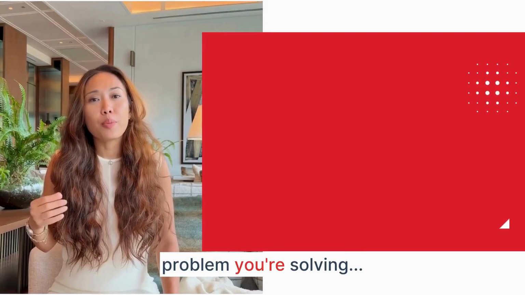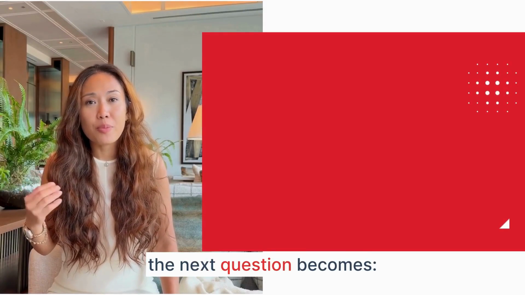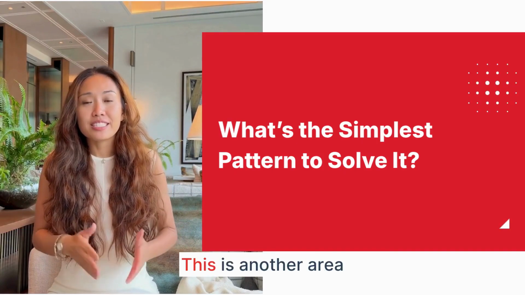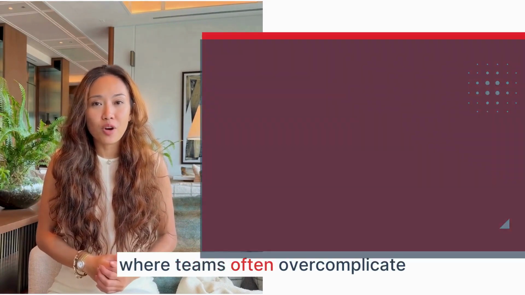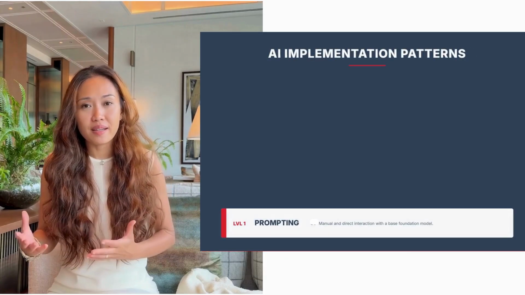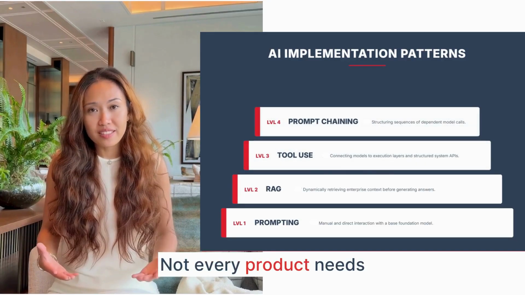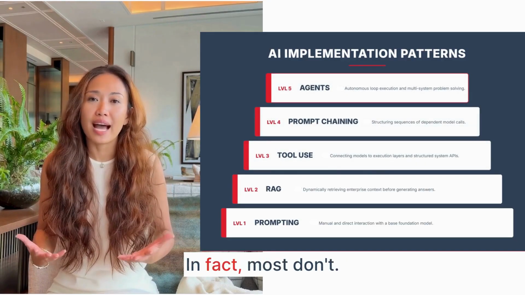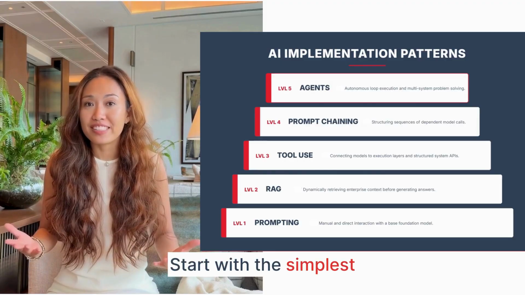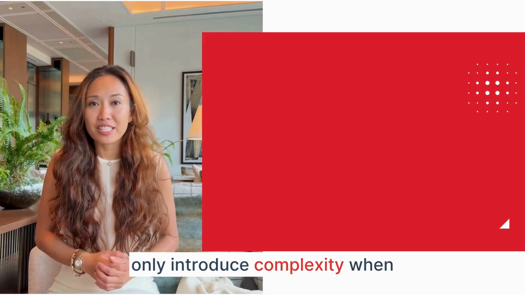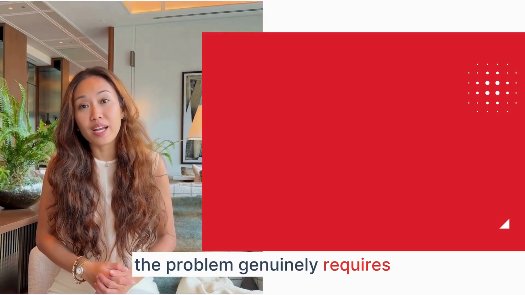Once you know the problem you're solving, the next question becomes, what's the simplest pattern that can solve it? This is another area where teams often overcomplicate things. Not every workflow needs agents. Not every product needs complex orchestration. In fact, most don't. Start with the simplest pattern that works. Only introduce complexity when the problem genuinely requires it.